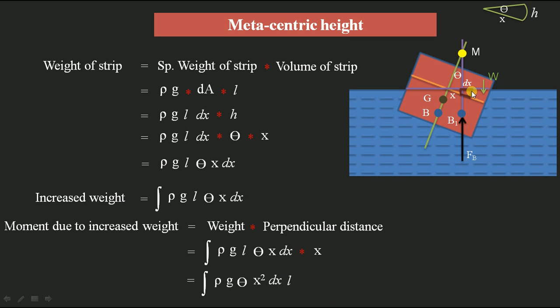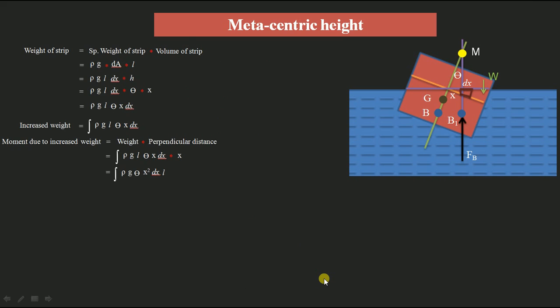dx is the width and l is the length of the body. So from the top view we can consider it as a surface area. Okay, so dx into l is the surface area, not the cross sectional area. So try to write the surface area as rho g theta integration of x square dA. Surface area means we can consider it as a plane area.